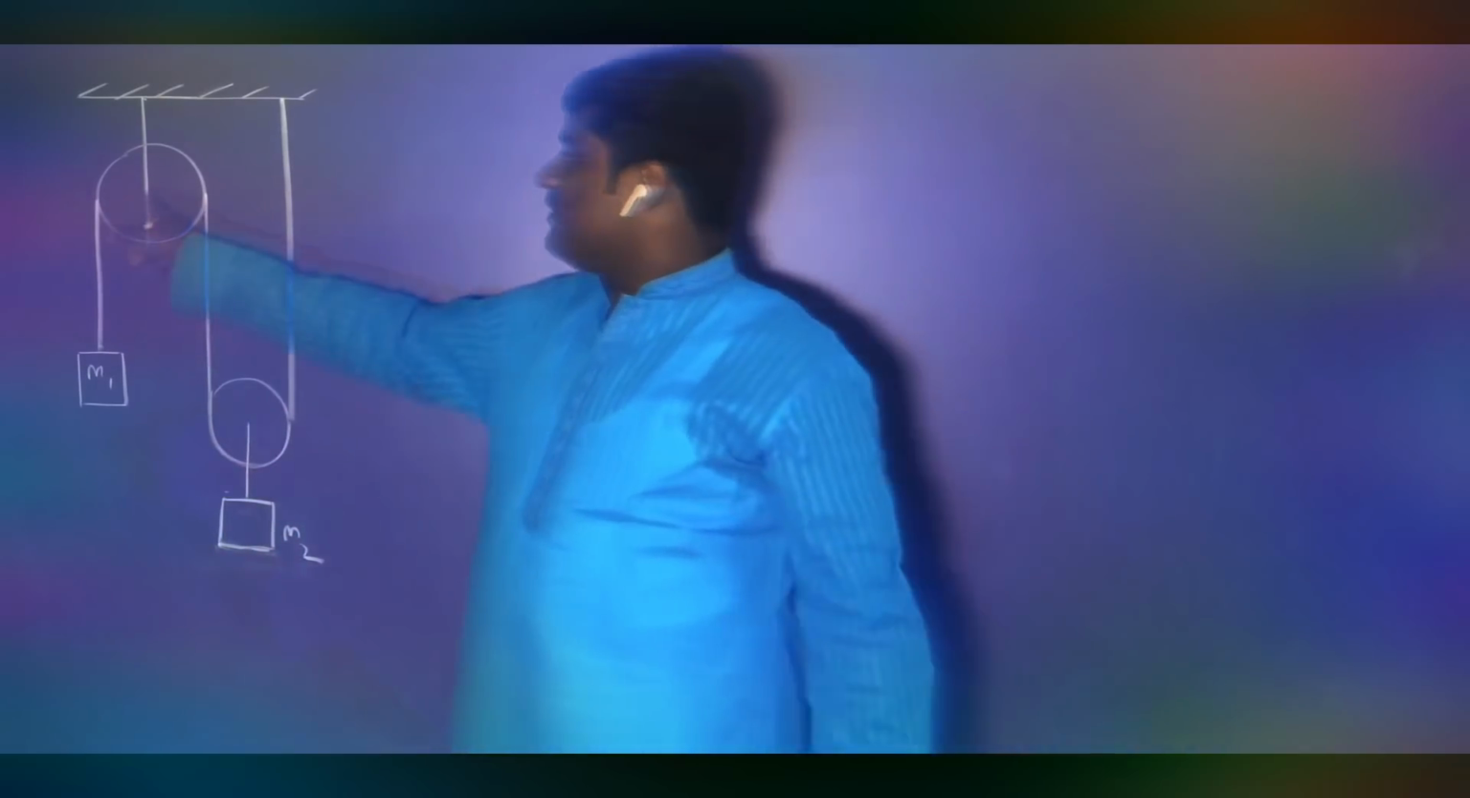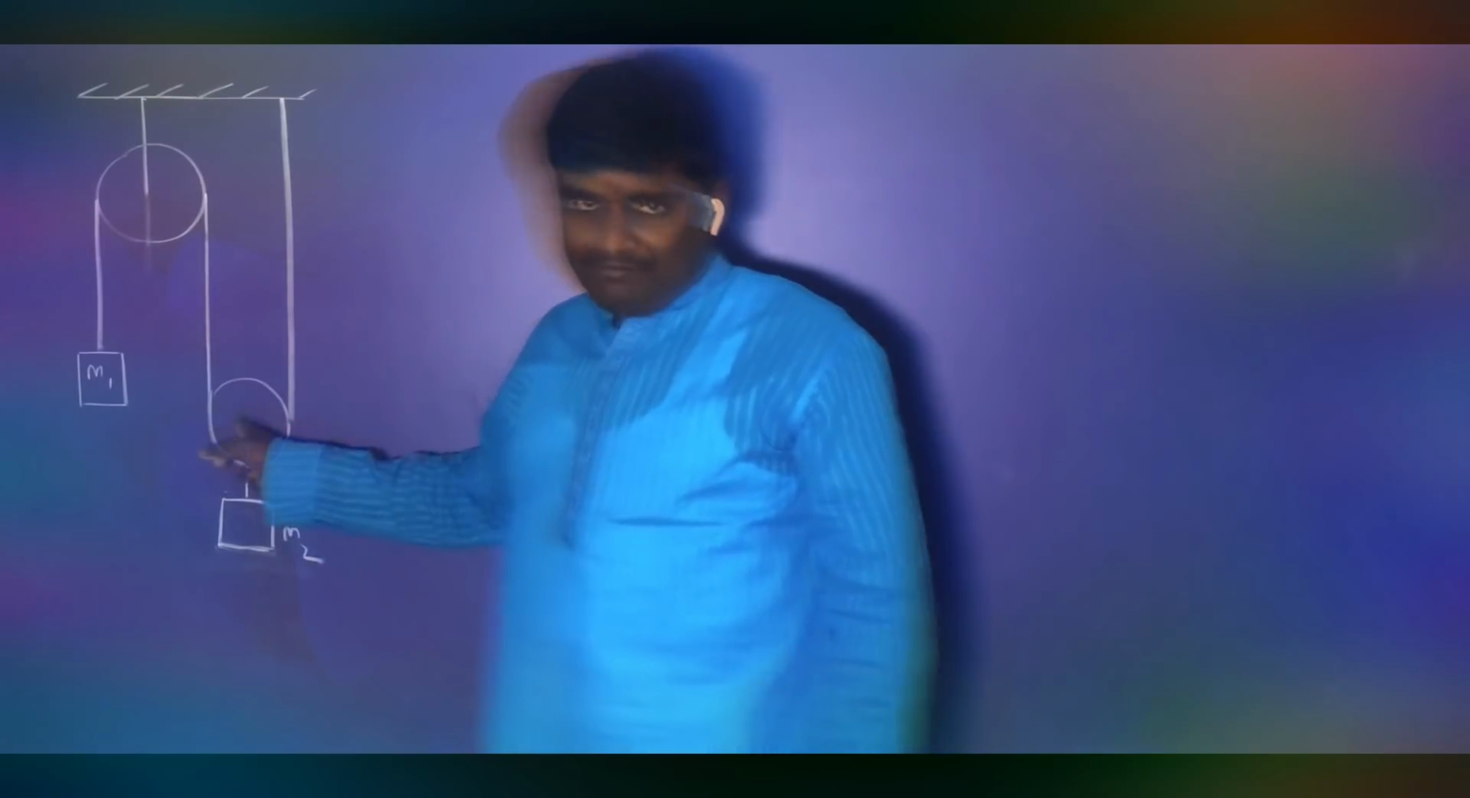Now here I am taking a level 2 question, slightly better question. So the question is, we have two masses M1, M2, and the connections are made like this. This pulley is obviously fixed. This is a movable pulley. The mass M2 is connected to the movable pulley.